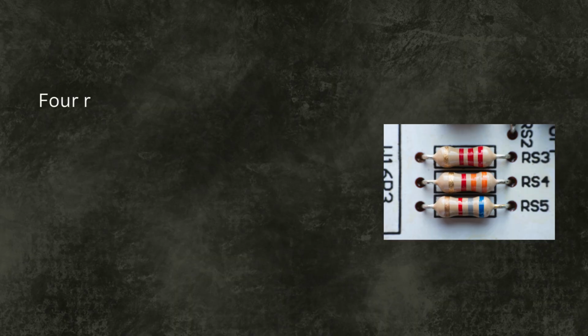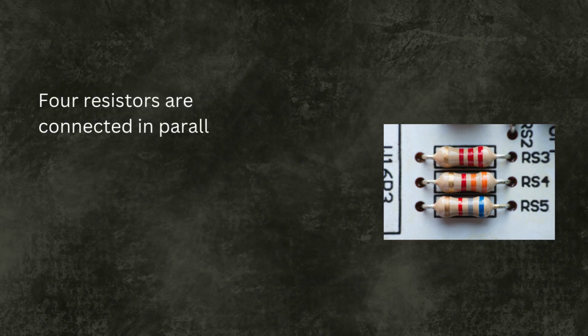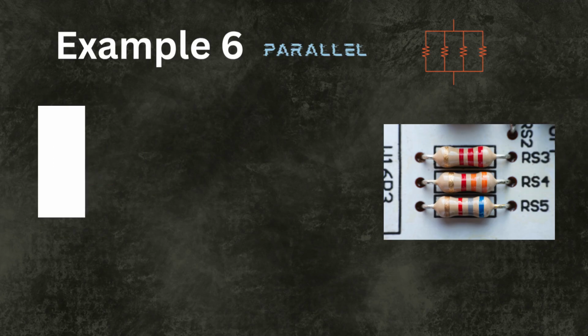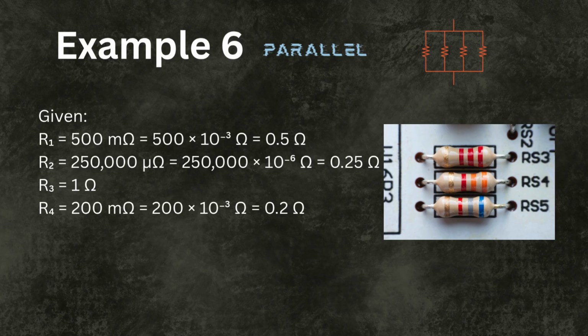Example 6. 4 resistors are connected in parallel, 500 milliohms, 250,000 micro-ohms, 1 ohm, and 200 milliohms. Find the total resistance in ohms. Given, resistance 1 equals 500 milliohms, or 500 times 10 to the power of minus 3 ohms, which equals 0.5 ohms. Resistance 2 equals 250,000 micro-ohms, or 250,000 times 10 to the power of minus 6 ohms, which equals 0.25 ohms. Resistance 3 equals 1 ohm. Resistance 4 equals 200 milliohms, or 200 times 10 to the power of minus 3 ohms, which equals 0.2 ohms.